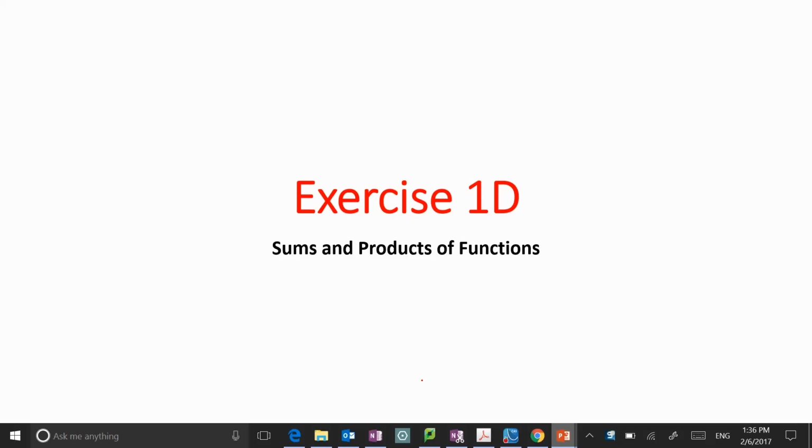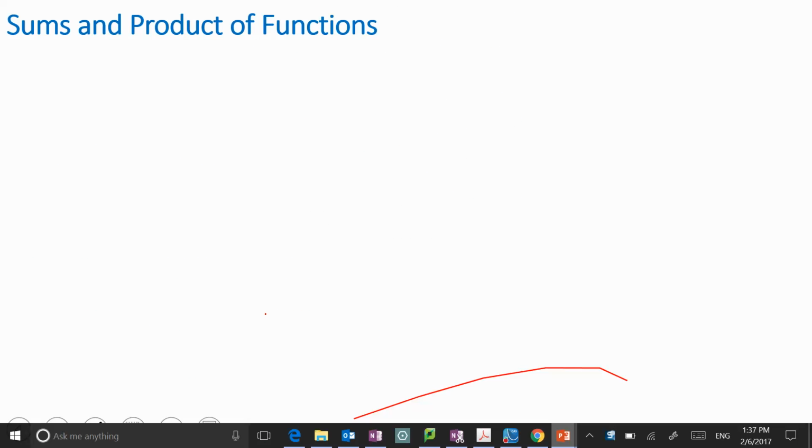It's a very easy concept. It's a tedious exercise to do, okay? And you do happen to play around with it more often in the application type questions, or exam 2. There we go. Exercise 1D, sums and products of functions. Sums and products of functions.